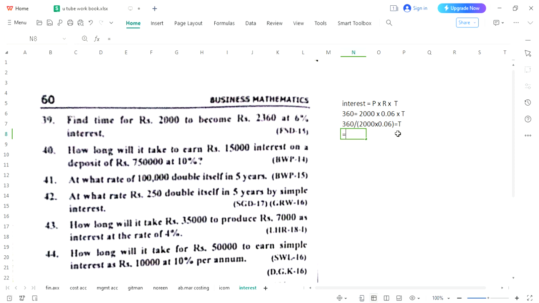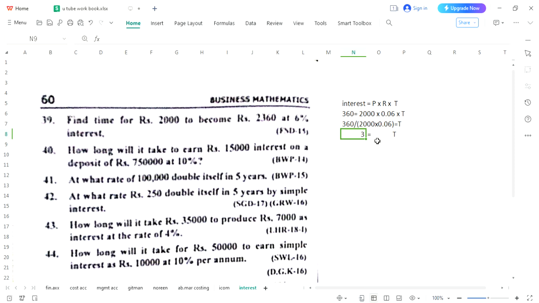Now we will put it on the calculator. 360 divided by 2000 multiply 0.06, bracket closed, and we have got the answer. So this was your T, meaning time has been calculated. 3 is your time and what will you say? 3 years. 3 years, first answer.